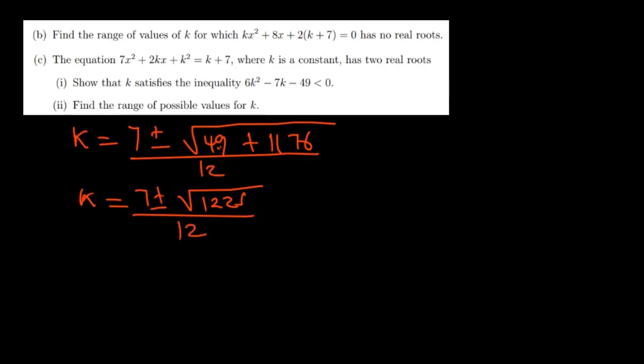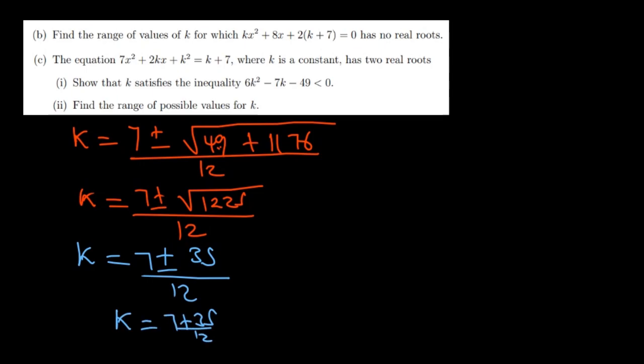So k is equal to 7 plus or minus the square root of 1225, over 12. The square root of 1225 is 35, and then we divide by 12. So we are going to have two answers for k here. The first answer will be 7 plus 35 divided by 12. When I add this, it will be 42 divided by 12, which gives me 3.5. So this will be my first value for k.